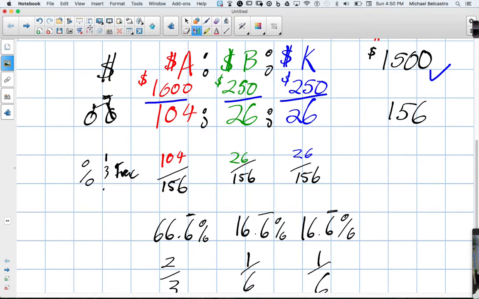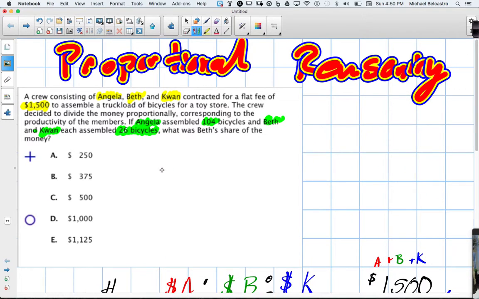So let's see what the original question asked us, now that we've done a whole lot of work. What is Beth's share? Well, Beth and Kwan both have the same amount, so they should earn $250. The $1,000 would be Angela's portion of the money in this question.